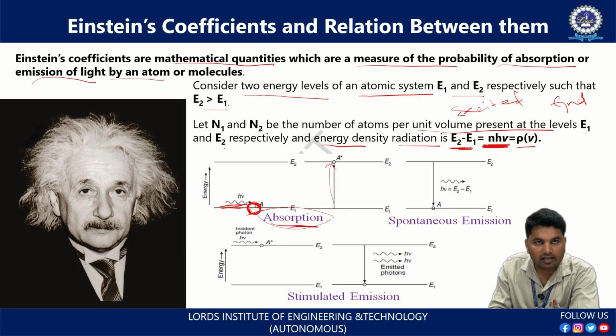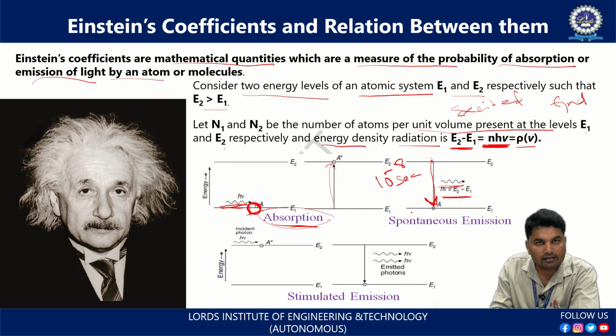And in stage 2, the atom which has moved to the higher energy state, after spending its average lifespan of 10 power minus 8 second, on its own comes down to the ground energy state by emitting a photon of energy. This is denoted by the equation h nu is equal to E2 minus E1.